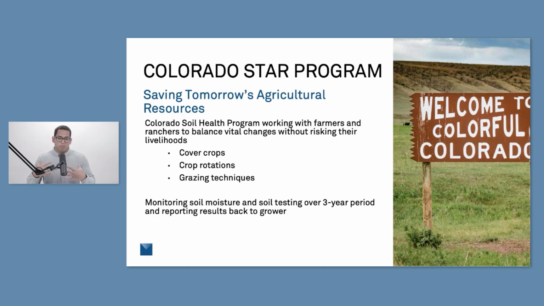So you start monitoring, and what they're doing is they're going to monitor things like soil moisture and look at how soil moisture storage changes over time. They're going to conduct soil testing over a 3-year period, getting that baseline data initially, and then getting data each year to see how these things are changing over time. And then they're going to report these results back to the grower.